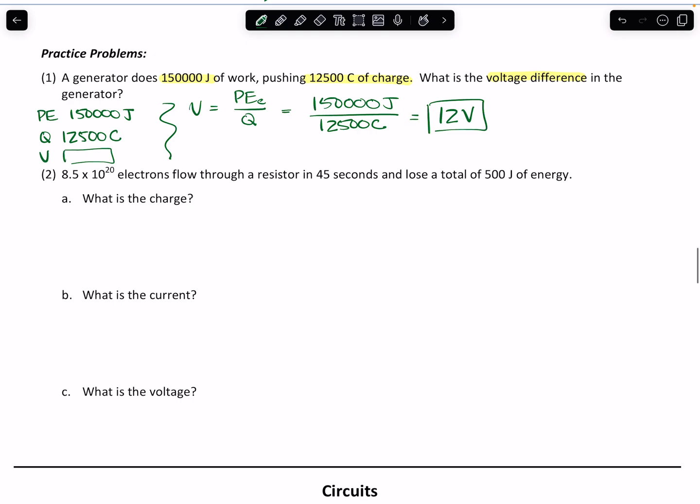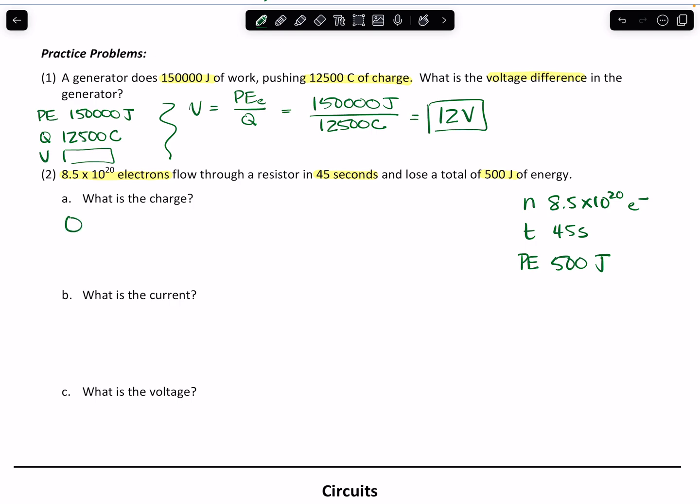Let's try another one. We have 8.5 times 10 to the 20 electrons that flow through a resistor in 45 seconds and lose a total of 500 joules of energy. What is the charge? So we have a number of electrons, that's N, 8.5 times 10 to the 20 electrons. We've got time, 45 seconds, and then we've got energy, so we'll use potential energy here. Now you may ask, well, that doesn't say it's potential energy. You have to remember, once the electrons start moving, that potential energy gets converted into other things. So anytime you see the J show up next to a number, you can put it in wherever you see potential energy in your formulas.